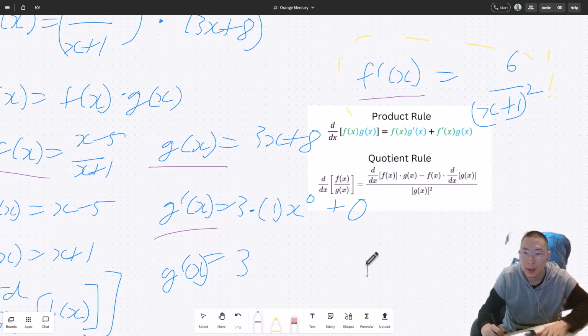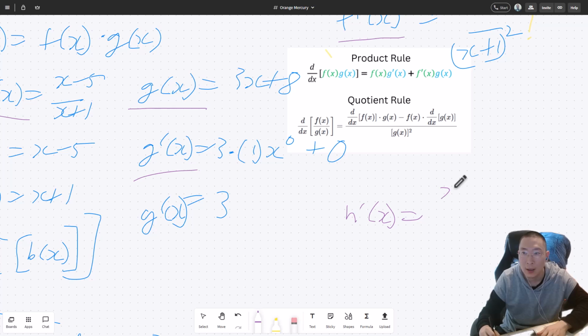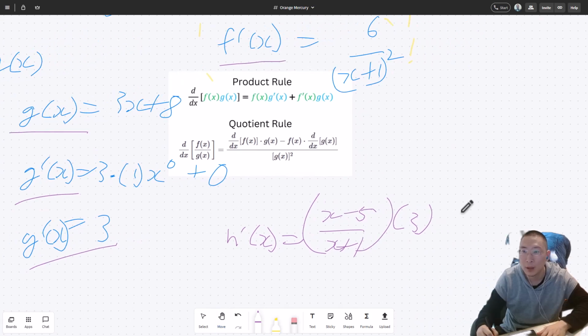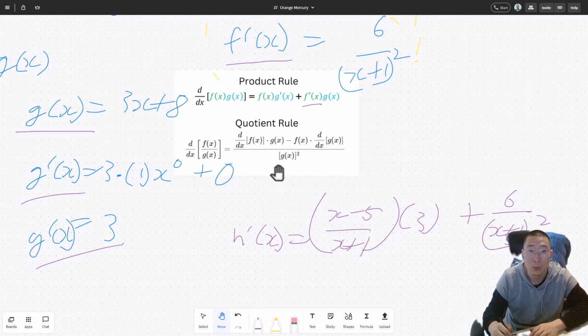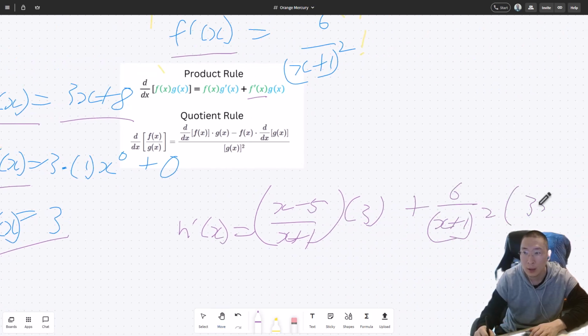So let's get back into it. So we have h prime of x is equal to f of x, which is x minus 5 over x plus 1, multiplied by g prime x, which is 3. And then we have plus f prime x, which is 6 over x plus 1 squared, and then we have g of x, which will be 3x plus 8, multiplied by 3x plus 8.